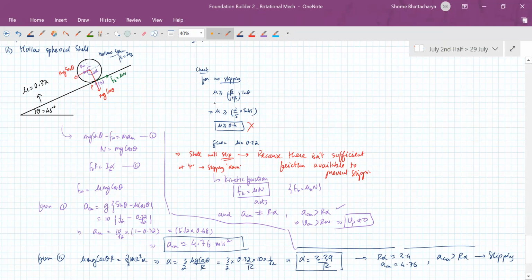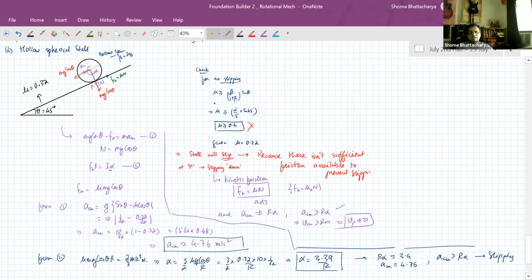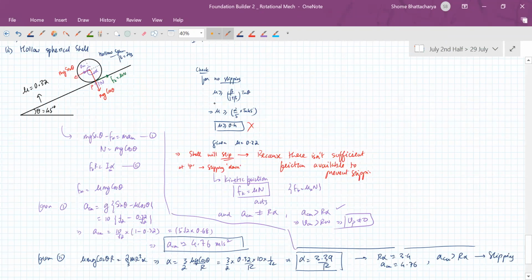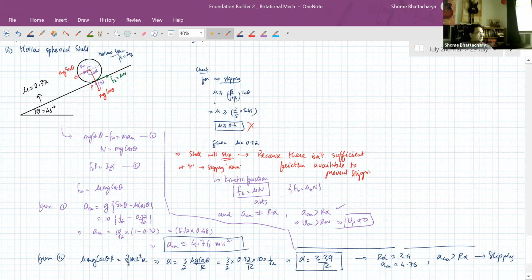Sir, but when the body slips, how will it rotate? Because friction is acting. No, beta. Friction is not able to make it rotate enough, but it's still making it rotate. If we had a larger value of mu, then alpha would have been larger than this and A would have been less.